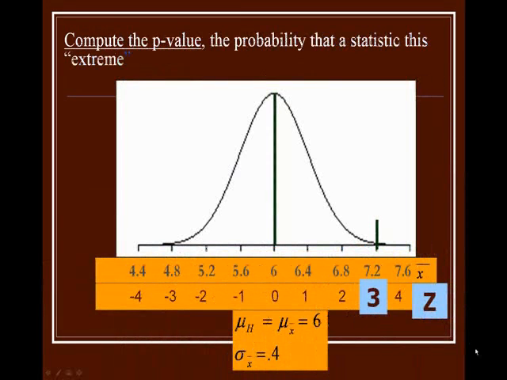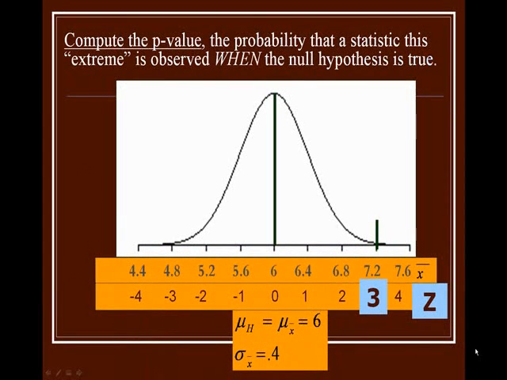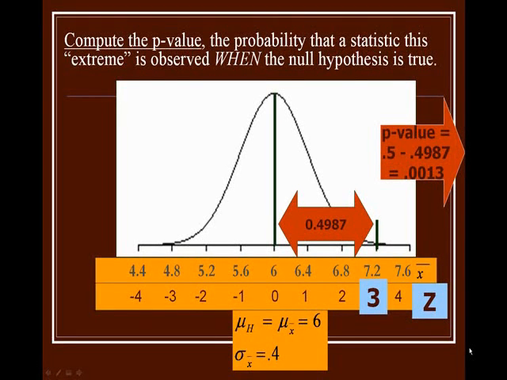So now we're going to compute the p-value, the probability of observing a statistic this extreme, this or more extreme, when the null hypothesis is true. So here again, our null hypothesis is 6, our sample mean is 7.2, and so our p-value is going to be the area out in that tail. We know that 7.2 is 3 standard errors above 6. We can use the z-table to find that area to be 0.4987, and that leaves 0.0013 in the tail. Again, that's a fairly low likelihood.